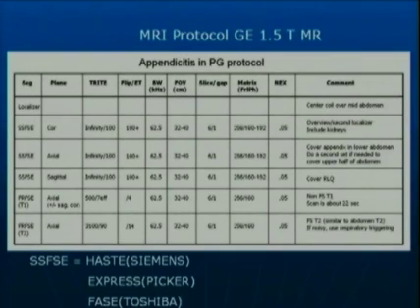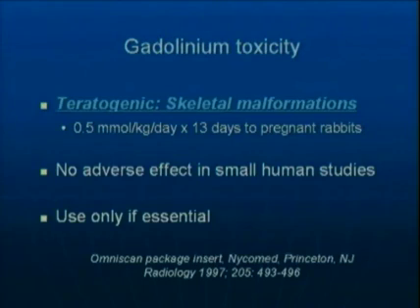How do we do our MRI? Basically we want to use a mildly T2 weighted image such as a single shot fast spin echo if you're using GE, which corresponds to a HASTE sequence on Siemens, Express on Picker, etc. So there are all sorts of different acronyms used for that. And then we'll also throw in some sort of a fast T1 image as well.